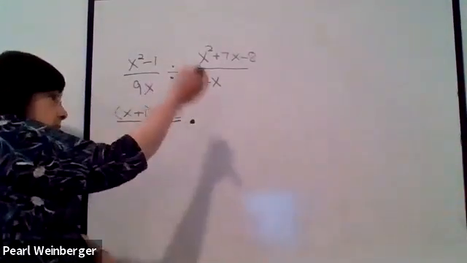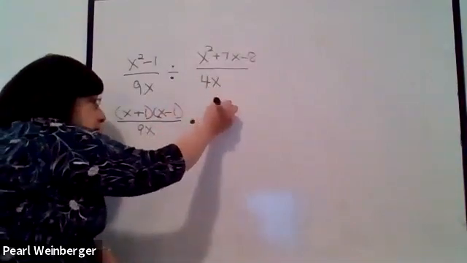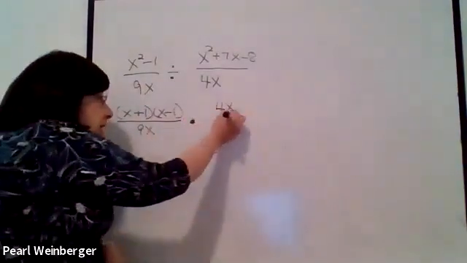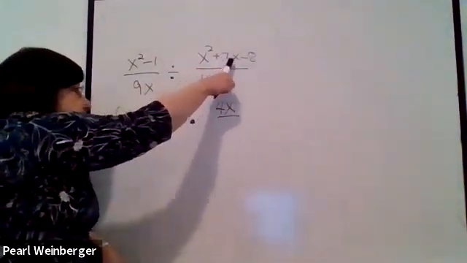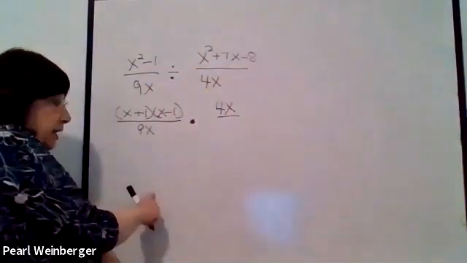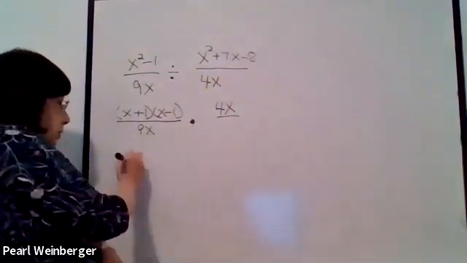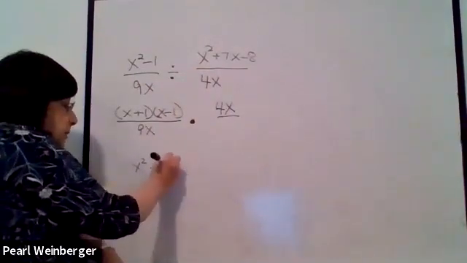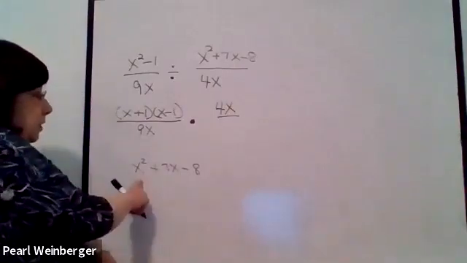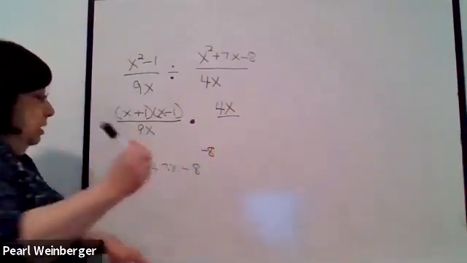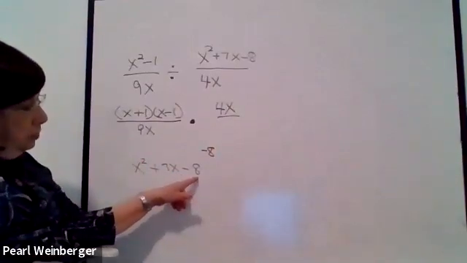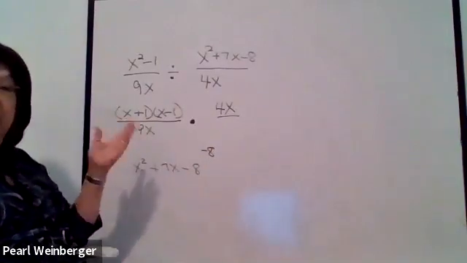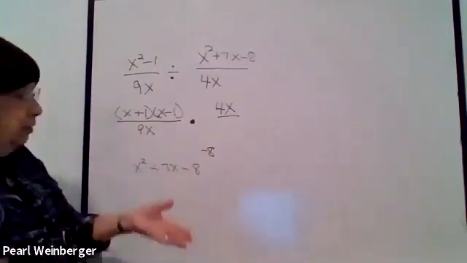Times, and remember I'm flipping this, so what's going to go on top is the 4x. And I have to factor the x squared plus 7x minus 8. So I'm going to do the factoring over here, and then I'm going to transfer it over here. So how do we factor x squared plus 7x minus 8? Well, obviously our AC is -8. So I have to find two numbers that when I multiply them will give me 8, but when I subtract them will give me 7. Obviously those numbers are 8 and 1.